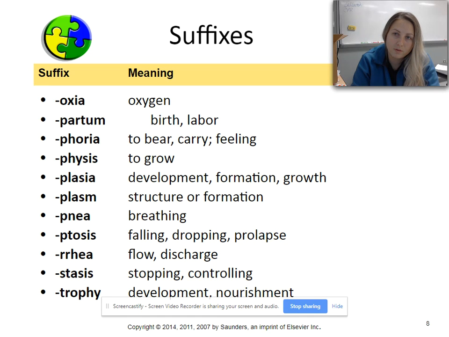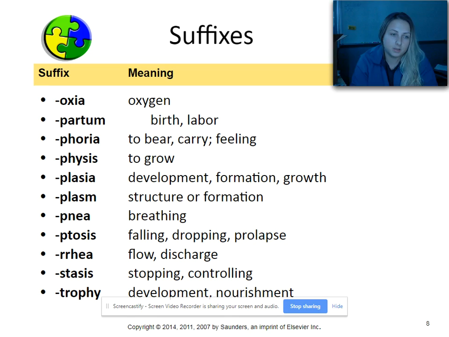Plasm is a structure or formation, like neoplasm, cytoplasm. Pnea, with a P, is breathing, like apnea is an absence of breathing, because if you put A in front of a medical terminology word, that negates it.